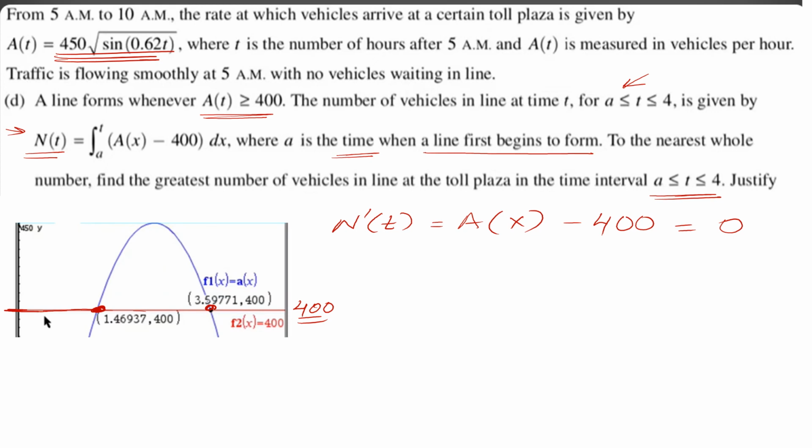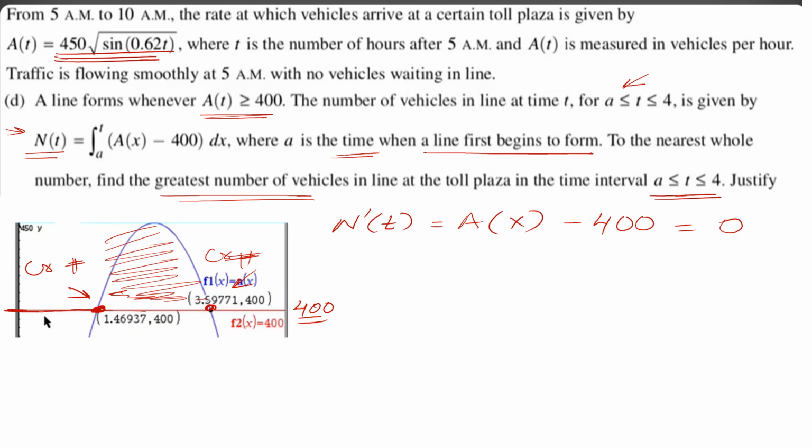It means that you get two intersection points when the vehicles start lining up. These are the critical numbers, and between these two points you will get the highest number of vehicles. This is the area where you will get the greatest number of vehicles in the line at the toll plaza.